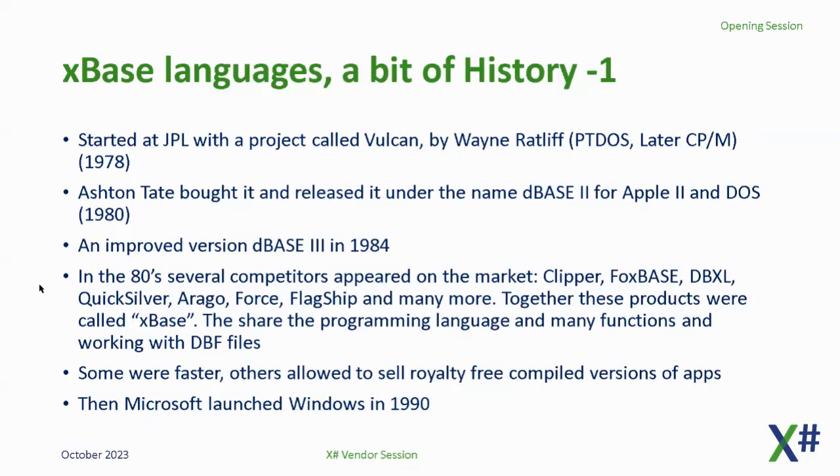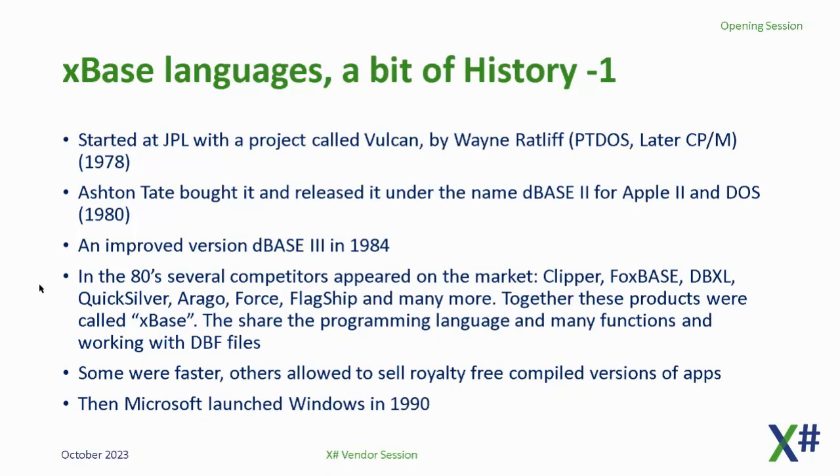Some of these variations were faster than DBase or allowed you to sell royalty-free programs. For example, Clipper was a solution so you could compile your source code into an exe and deploy just the exe to your customer, so your intellectual copyright was protected. Others, like FoxPro, for example, were faster in the sense that they had a lot of speed improvements in the DBF access and had compact indexes, which made it easier to store larger amounts of data on your drive. In those days, it could even be a floppy drive.